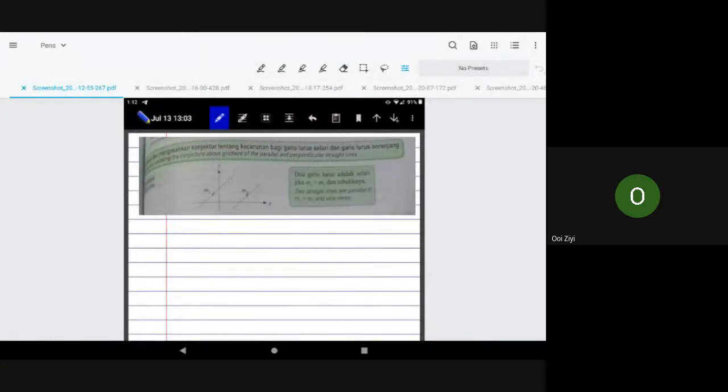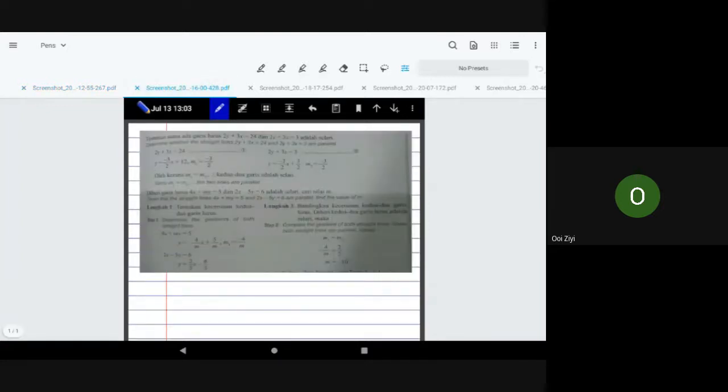Look at example 1, page 135 of the workbook. This discusses parallel lines. When we have two parallel straight lines, M1 is equal to M2 as I said before. So next we want to do example 1.